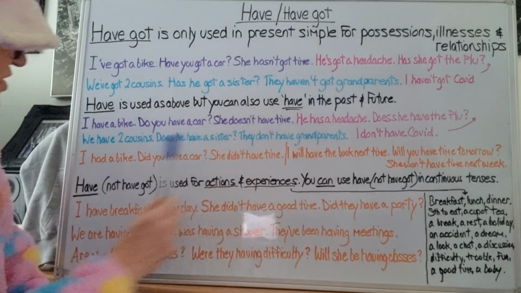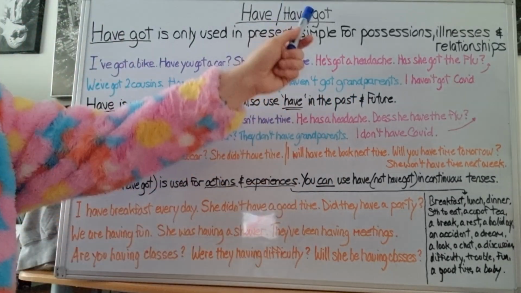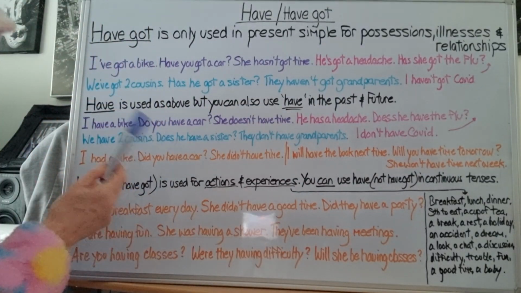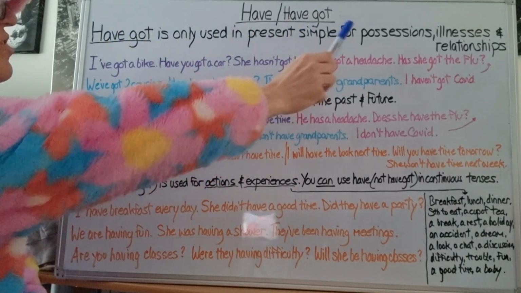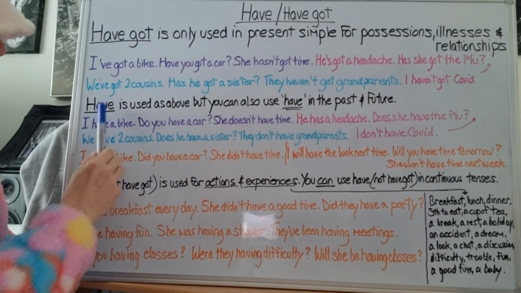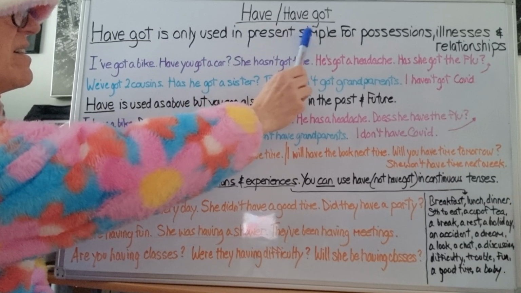And the past and future. I had a bike. There is no past for have got. Had got? No. So again, always use have unless you're absolutely sure that you know the limitations of have got. Have is always possible. Have got is only possible here.